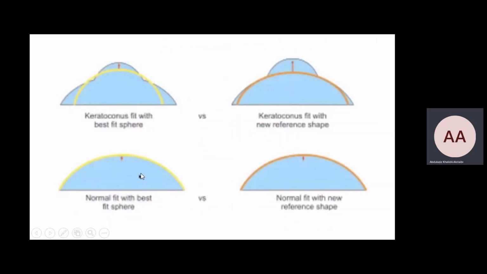Now this is what happens with Belin-Ambrosio. We have here a keratoconic cornea fitted with a best fit sphere. It takes the average of the whole readings. Now if we eliminate this extreme or highly abnormal reading, it is fitted with a new best fit sphere. So this elevation is enhanced. If we do the same with a normal cornea, it will show no difference.